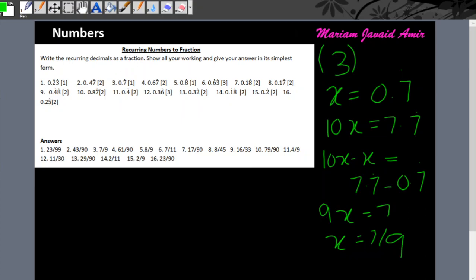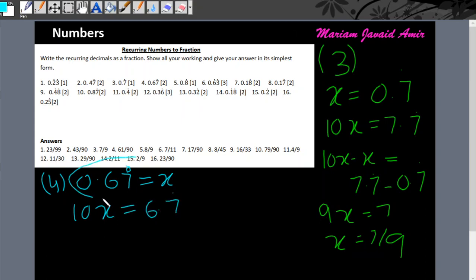Let's do question 4 here. We have 0.67 and the dot is on 7. So this was x, and now let's write 10x. 10x will be 6.7 recurring. We can't subtract these two and eliminate the recurring 7. Instead we'll write 100x, which equals 67.7777.